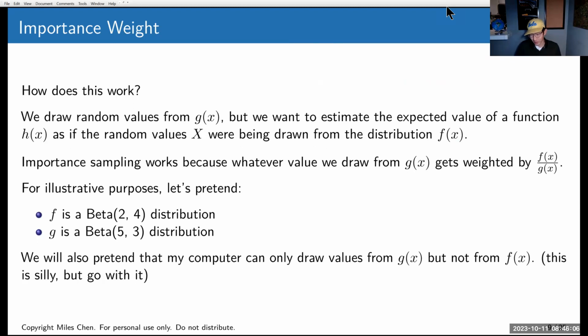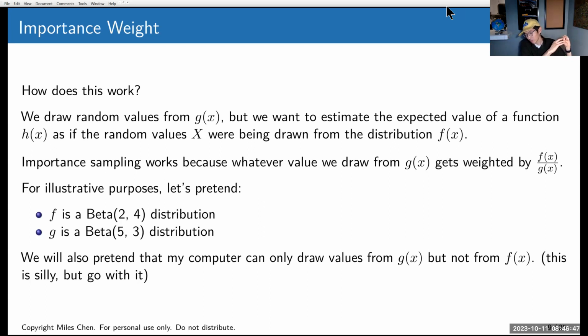I wrote this slide on how does this even work, right? So we are generating values from a totally different distribution, a distribution g of x. But what we want is to get the expected value of this function h of x as if the random values of x were coming from a different distribution, f of x. On Monday we said, if we can generate values from f of x, we just plug those into our function h, and then we take the average, and it works.